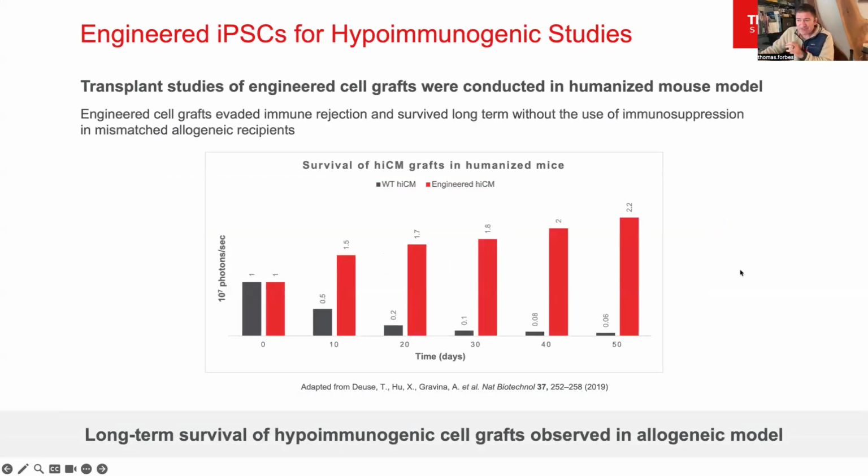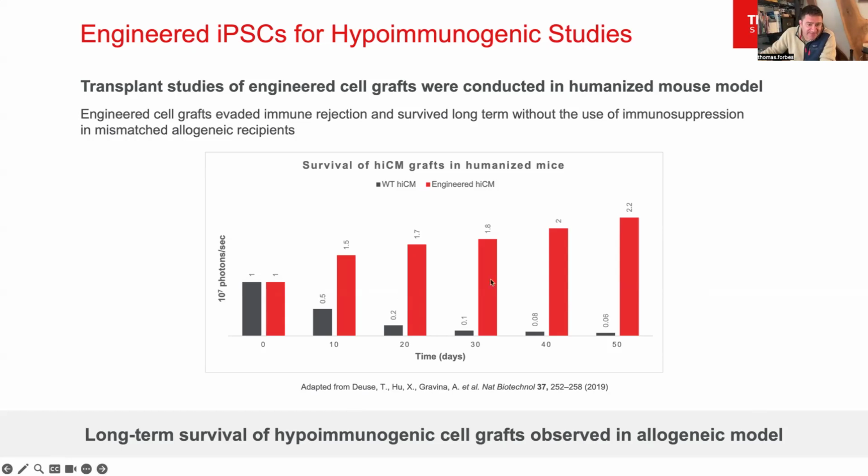And so I just pinched one figure from what's a really nice paper that was published in Nature Biotechnology in 2019 that essentially demonstrates that they were successful in generating hypoimmunogenic iPSCs, and that these cells could be differentiated into hypoimmunogenic cell types. In this case, what we're looking at here is the cell lines transduced to express a firefly luciferase reporter. Luciferase reporters are something that enables tracking by bioluminescence imaging, and showing here the transplant studies of those engineered grafts, again, in a humanized model here, a mouse model.